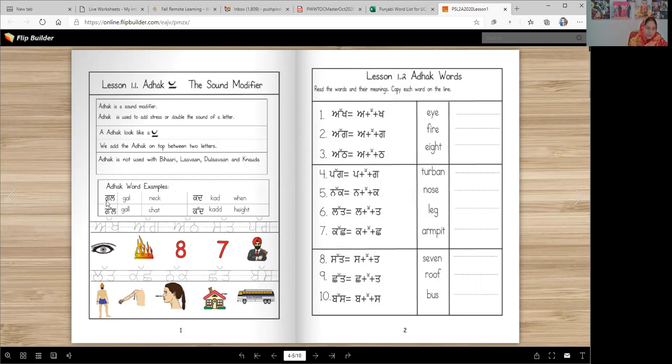This is gal, gal. Gal means neck. This is my gal. And when you put an adak, it becomes gal. Gal is chat. Apan gal kar deya, right? Kad means when. But when we add adak, we say kad, means how tall are you? What is your height? Okay, let's read some more words.